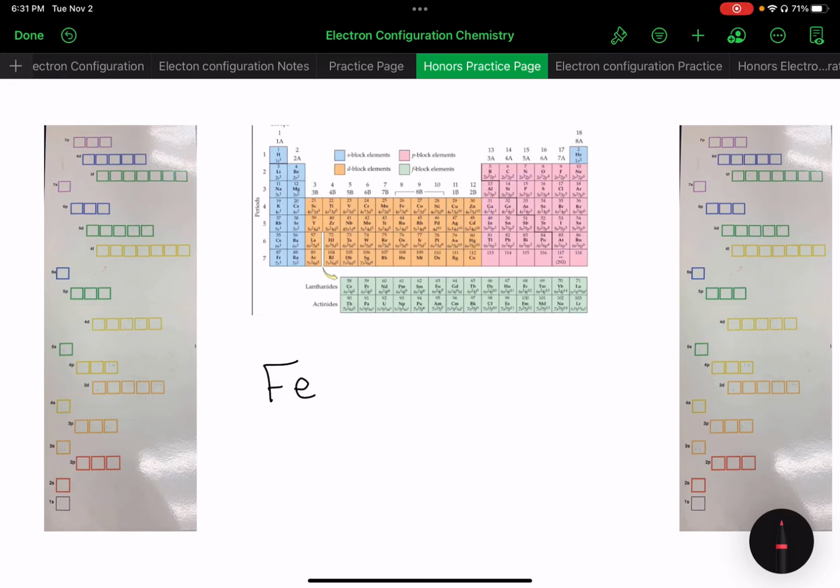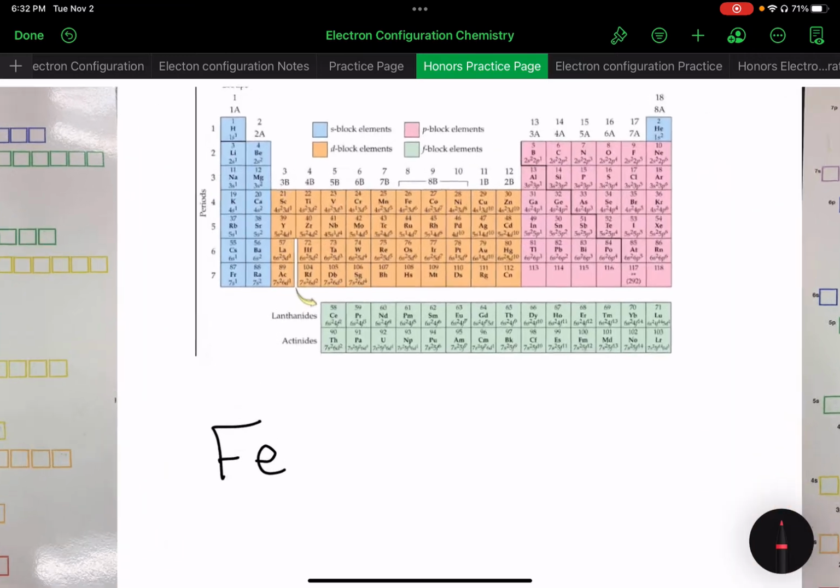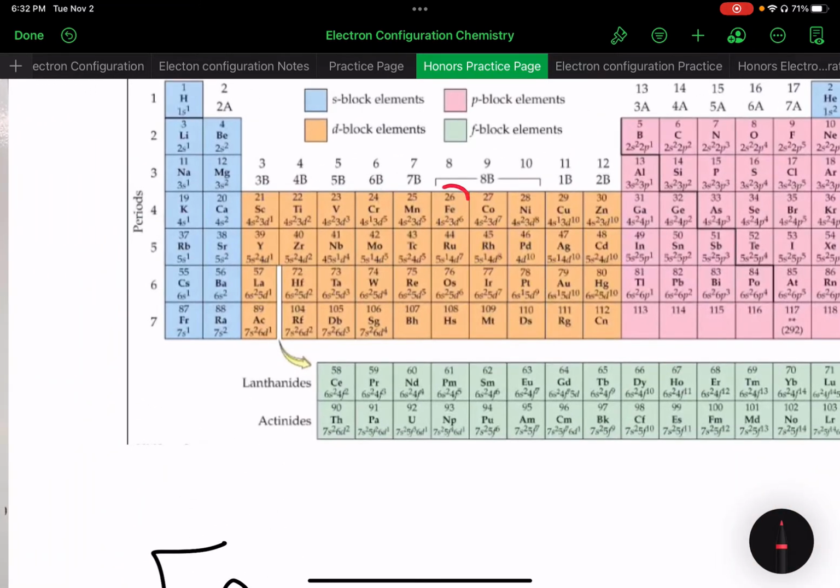Okay, honors chemistry. We're going to look at some more challenging problems, and we're going to get past row 5 and look at what happens that makes it a little more challenging down there. So our first example, I'm going to have us look at iron here.